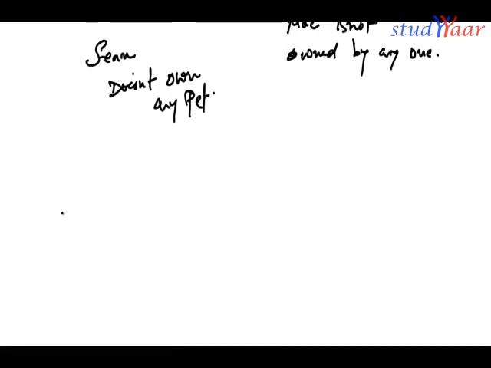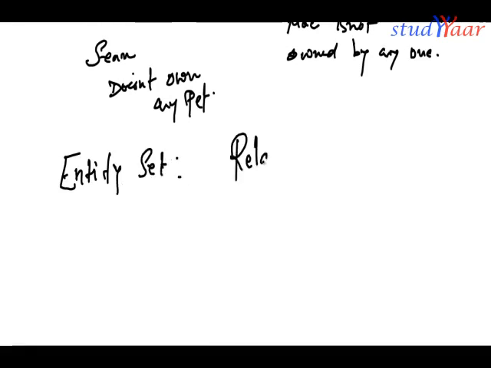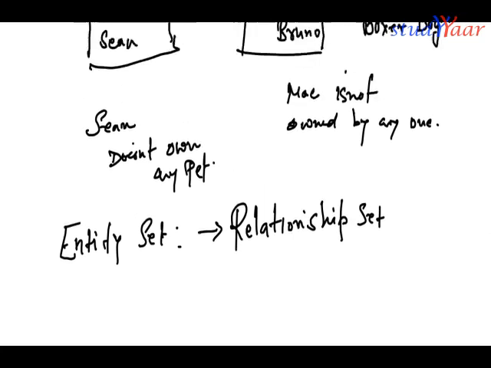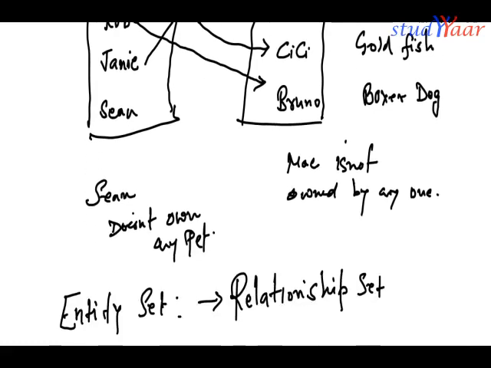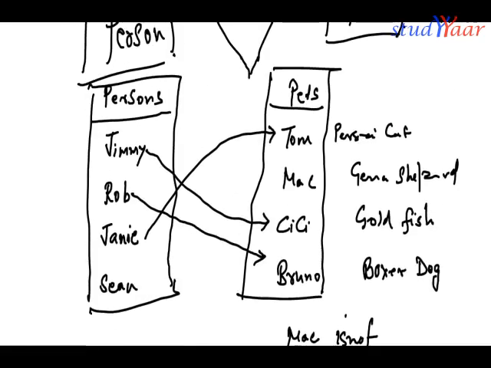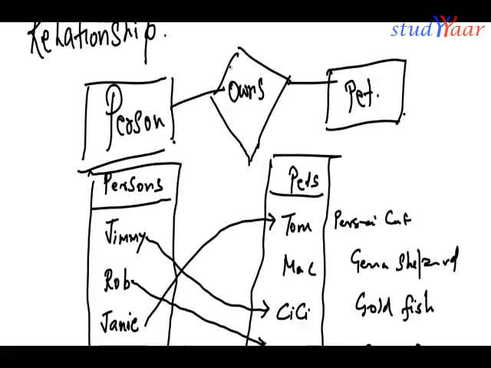So just like we had an entity set, we have a relationship set. It is the set of all relationships which have a common relationship type. In this case, that relationship type is a person owning a pet. So I'll tell you how we represent relationships. A relationship is represented by a diamond, like we've done here. Owns is a relationship and it's represented by a diamond.